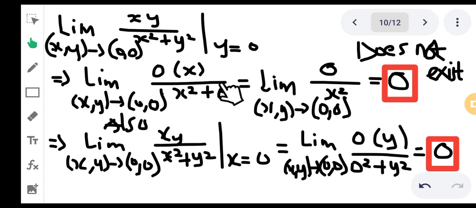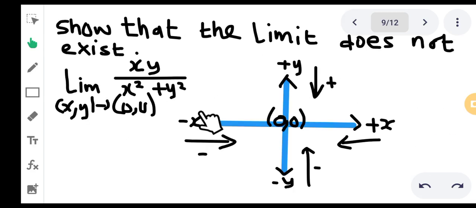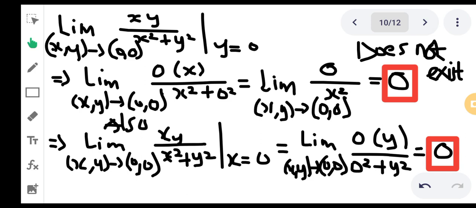So we are going to get 0 multiplying x over x squared plus 0 squared, and we know that 0 multiplying x is 0. So we get 0 over x squared as the limit as (x, y) approaches (0, 0), which is 0. Okay. And we also find the limit as it approaches (0, 0) from the y axis. So we are done with the x axis. We are now approaching this point from the y axis. So let's see whether we get the same thing as from the x axis.